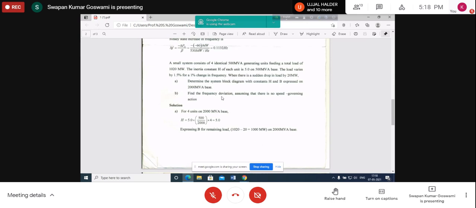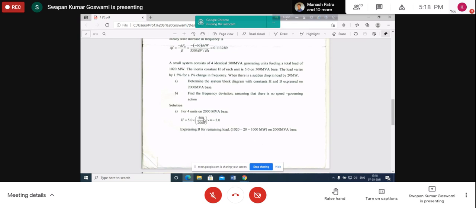The second part is to find the frequency deviation, assuming that there is no speed governing action. Again, like the first part of the previous example, what will be the frequency variation if there is no governor operation? There is no governor function. So for this example also, 4 units on a 2000 MVA base, what is the value of H? H is 5.